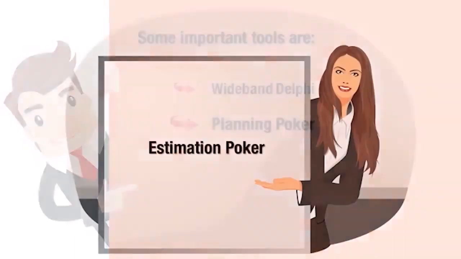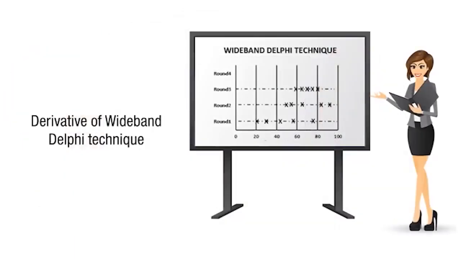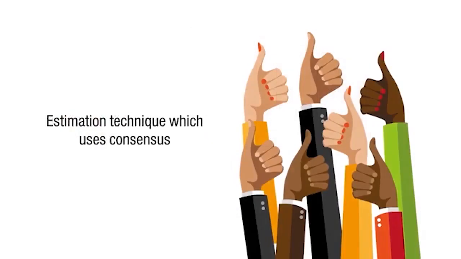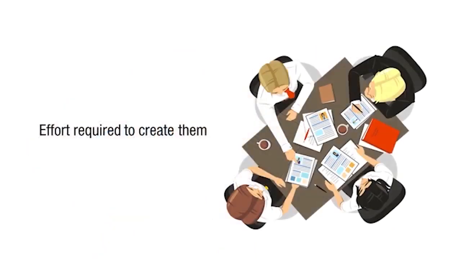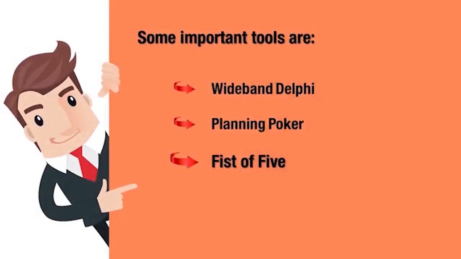The second technique is planning poker. It is also called estimation poker. It is a derivative of the Wideband Delphi technique. This is an estimation technique which uses consensus to estimate relative sizes of user stories or the effort required to create them. Next technique is Fist of Five.